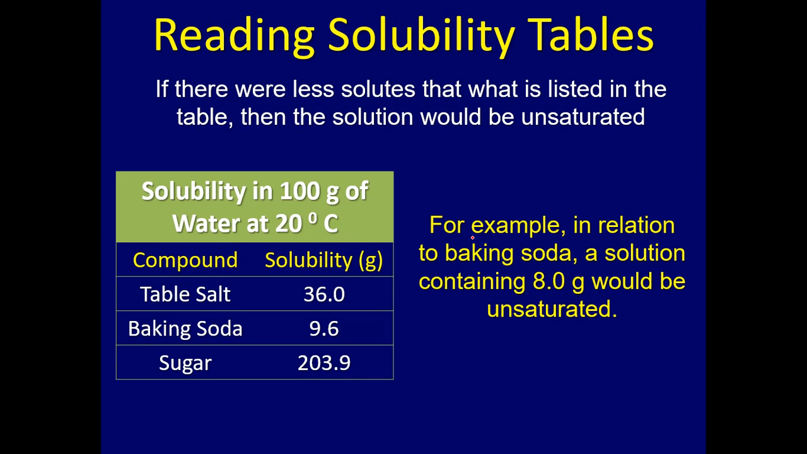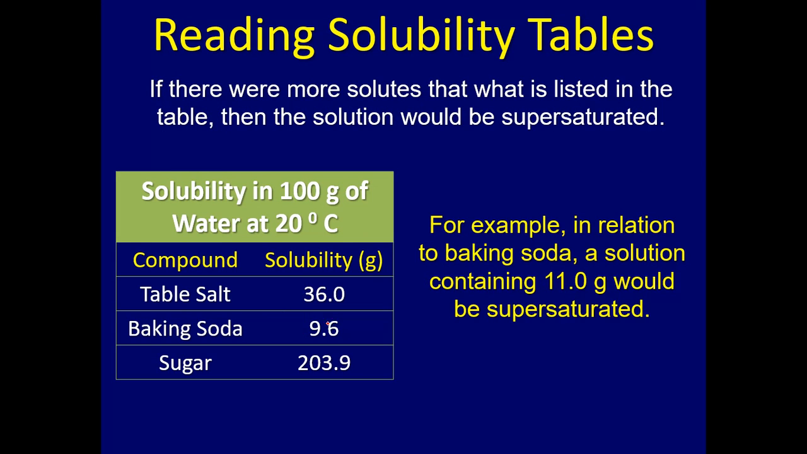So you might be asked a question in relation to, like, baking soda right here. In relation to baking soda, what type of solution would it be if it was 8 grams? Well, 9.6 is saturated, so 8 grams would be over here, and that would be unsaturated. It's less than that amount, so it's unsaturated. Supersaturated would be if it's greater. So in this case, it's 11 grams, which is greater than 9.6, so it's a supersaturated solution.